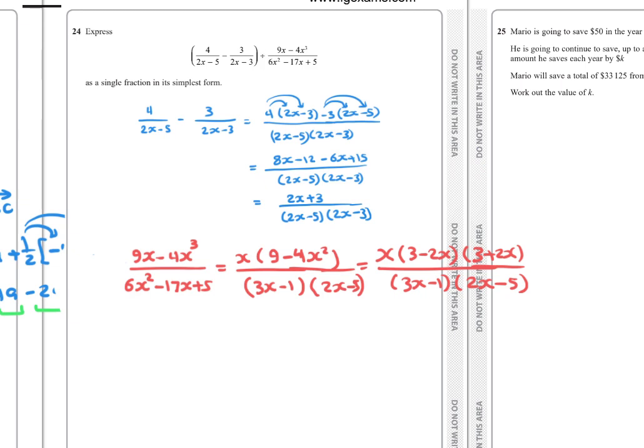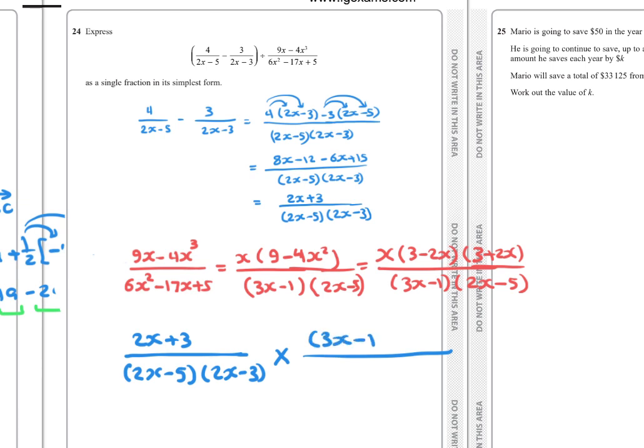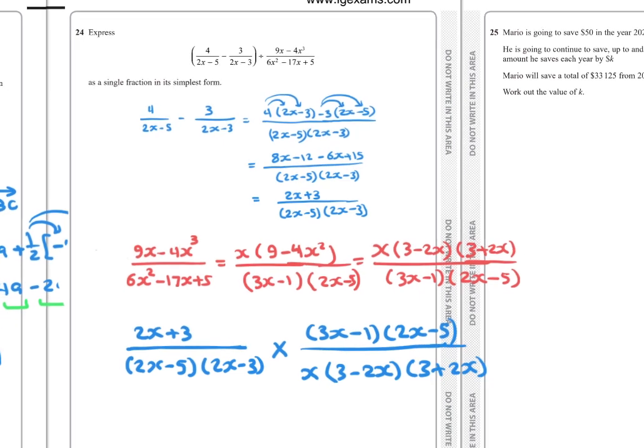When we do division, keep the first fraction the same. So 2x plus 3 over 2x minus 5 times 2x minus 3. And then change divide to multiply, and find the reciprocal of the second fraction. So 3x minus 1 into 2x minus 5 over x into 3 minus 2x into 3 plus 2x. Now simplify.